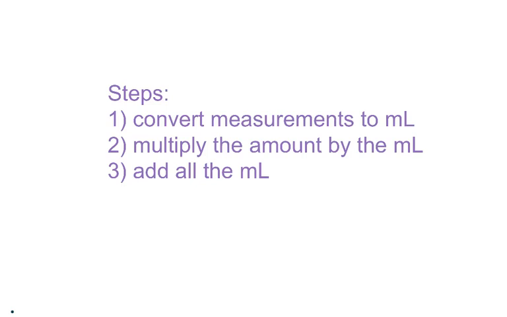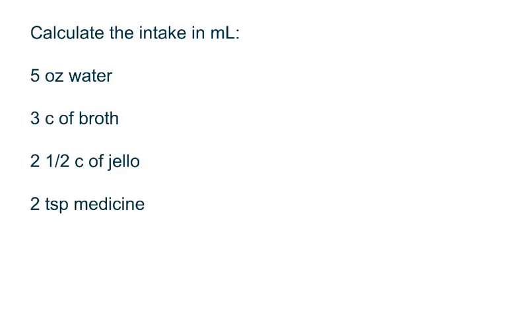So I think I have about 3 different problems we can work. Okay, so let's do a couple different things. First off, I always do 2 columns. I do a math column, and then I do my final milliliter column. So my first step, though, is I'm going to take all of these units, the ounce, the cup, and the teaspoon. I'm going to change those to milliliters right now.